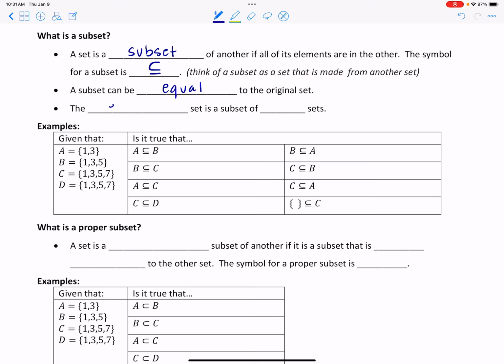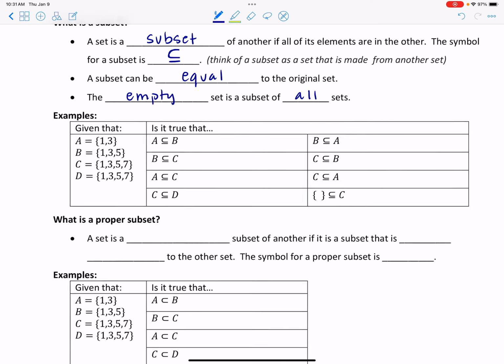And it's important to note that the empty set is technically a subset of all sets. The empty set, remember, that's the set that's empty. It's got nothing in it. It has no elements. I can make a set of nothing from any set. Whatever set I'm looking at, if I wanted to take nothing from it, I could do that. So we're going to say by definition that the empty set is a subset of all sets.